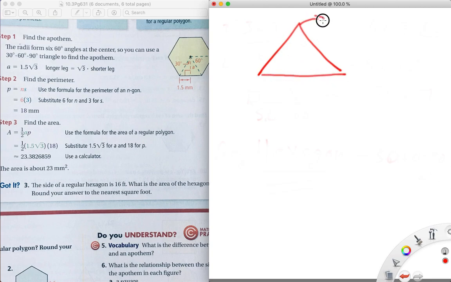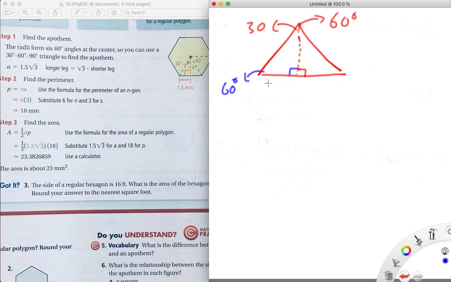The center angle is 60 degrees. So when I draw my apothem, the apothem cuts everything in half. So now this 60 is being cut in half. I have a 30 degree angle inside the initial triangle. So this is 30 degrees, this would be 60 degrees, and then this would be 90 degrees. So I have a 30, 60, 90.